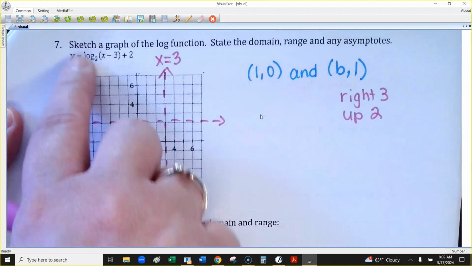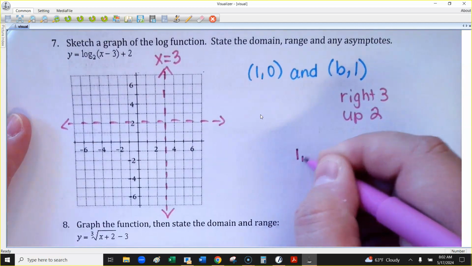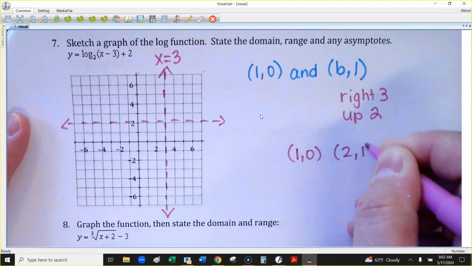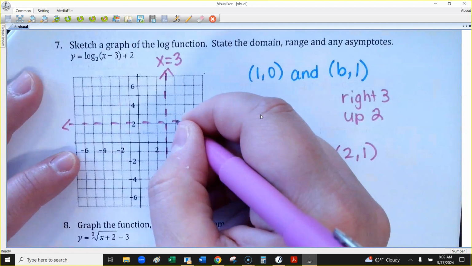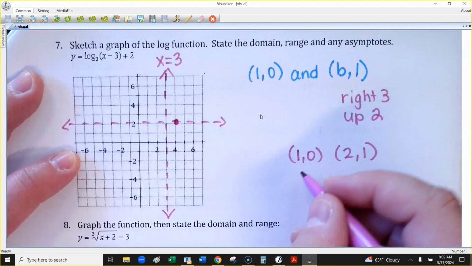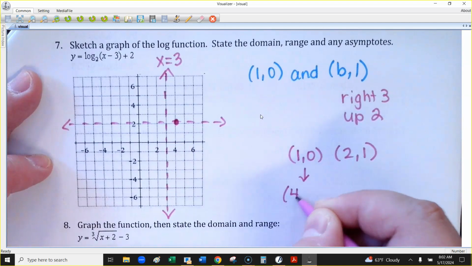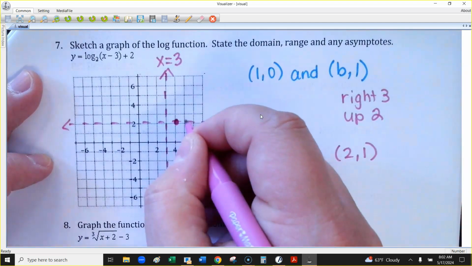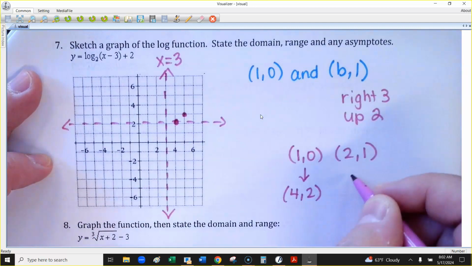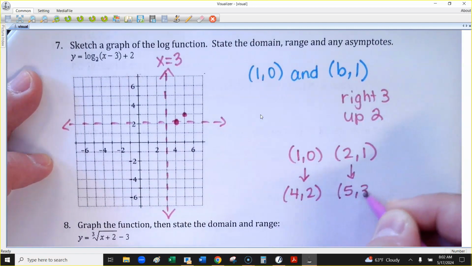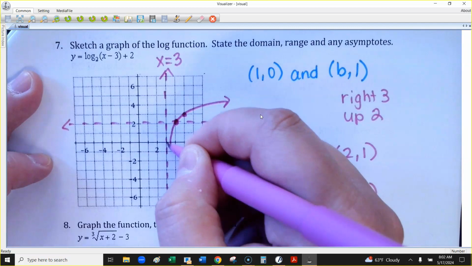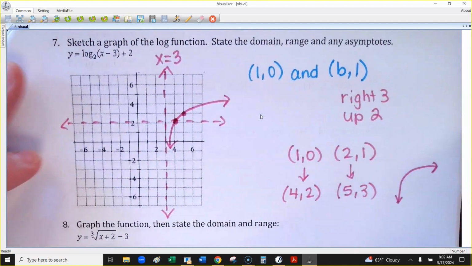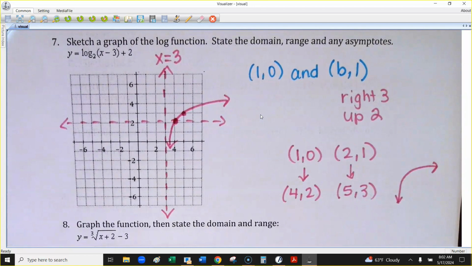So for this graph, they would have the points 1, 0 and 2, 1 before we do any kind of shift. If you want to just pretend that's the x and y axis, this would be the point 1, 0. So on our actual graph, that would correspond to the point 4, 2. And this would be the point 2, 1, which would actually correspond to the point 5, 3. And we're just going to do a sketch. So the general shape of a log function looks like that. What you have to remember here is you can't take the log of a negative number, so that's why it has that vertical asymptote.